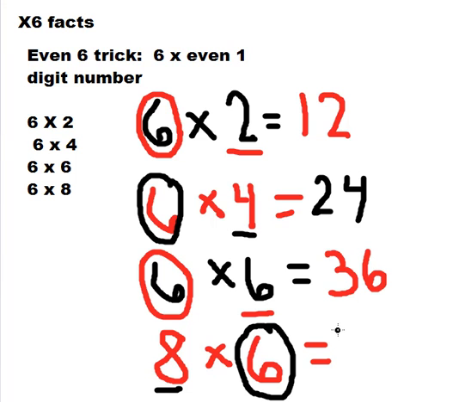Well, half of 8 is 4, and then I write 8. So 8 times 6 is 48. So that is the even 6 trick. Now, the second half of the 6 facts will be done in a separate video.